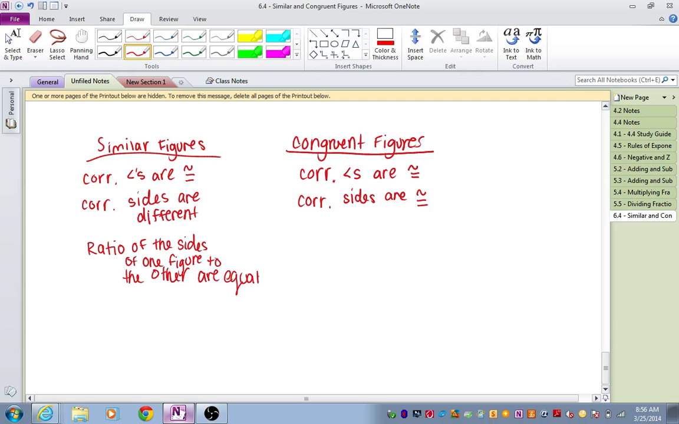Okay, so if you had any questions, please make sure you jot them down. Remember, using the names of your figures is very important. Matching it up letter for letter. And we will practice this tomorrow in class.